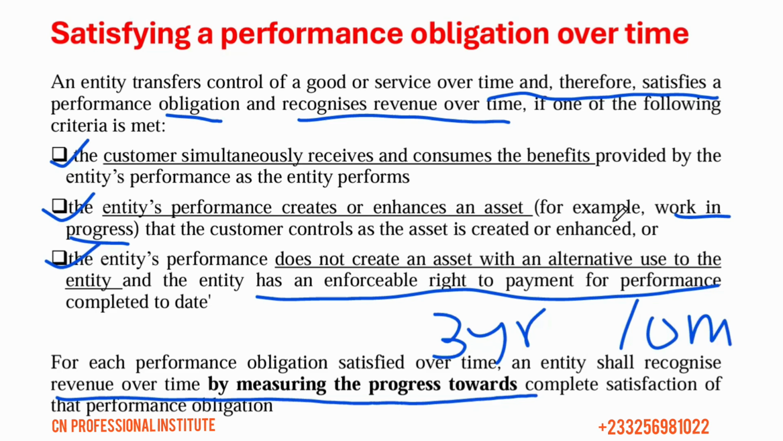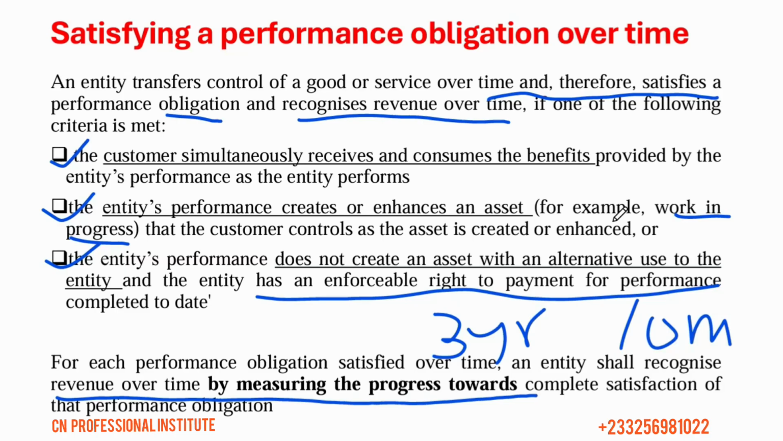We have to record the whole 10 million the very time we start the contract. Neither are we supposed to wait till we finish the whole contract, the 3 years, before we record the 10 million revenue. It says we should record revenue based on the progress. So at the end of year one, if you are 40% complete, go and pick 40% of the total revenue, the 10 million. If you are halfway through, 50%, pick 50% of the 10 million. Are you following? So we record revenue gradually if performance obligation is over time.